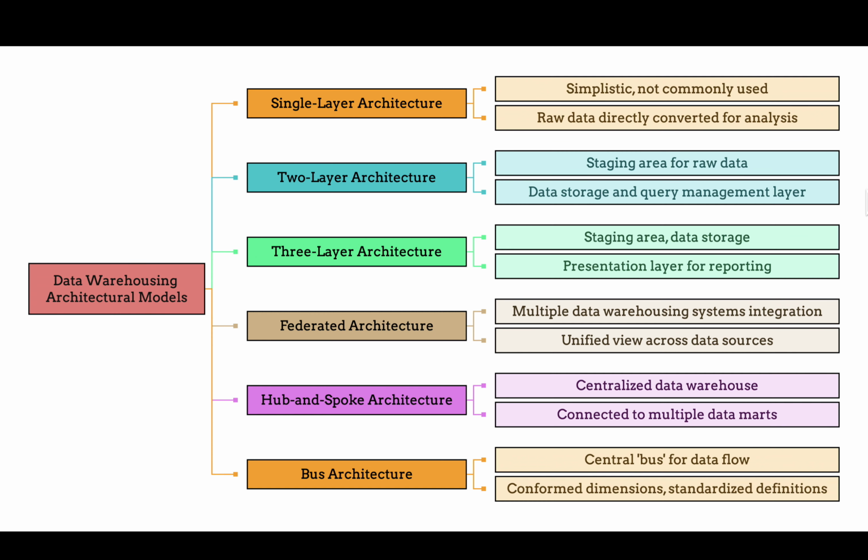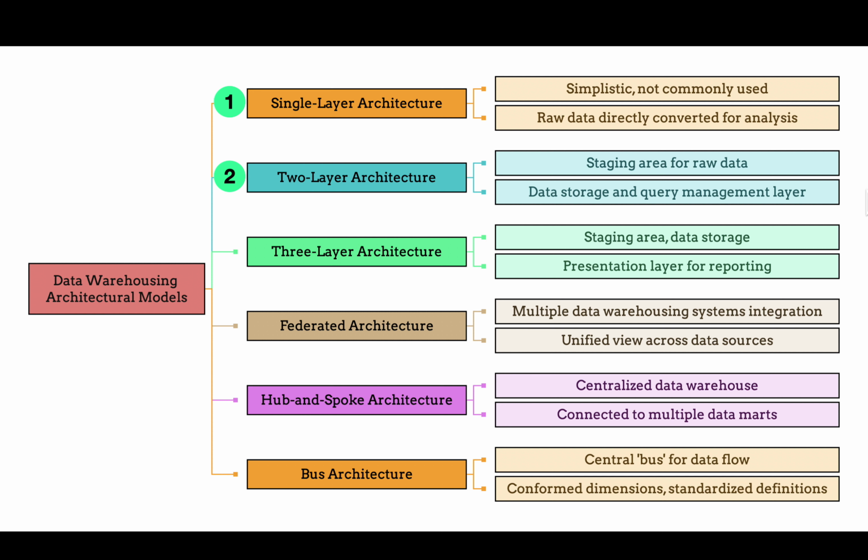Data warehousing architectural models. 1. Single-layer architecture, simplistic and not commonly used. All data warehousing functions are performed in a single layer where raw data is converted directly into a form suitable for reporting and analysis.